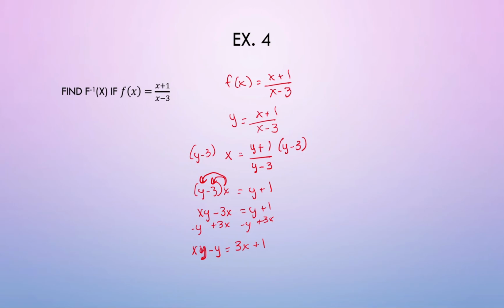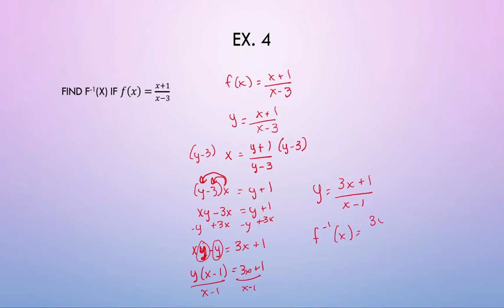Now that we've got all of the y terms on the left-hand side, we can factor out a y and make this y times x minus 1 equals 3x plus 1, and divide both sides by x minus 1. So we get y equals 3x plus 1 over x minus 1. And we can then switch that back to be f inverse. f inverse of x equals 3x plus 1 over x minus 1.